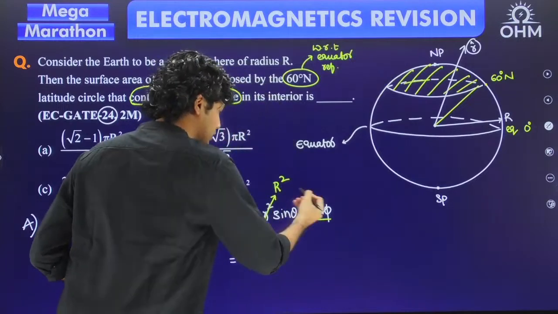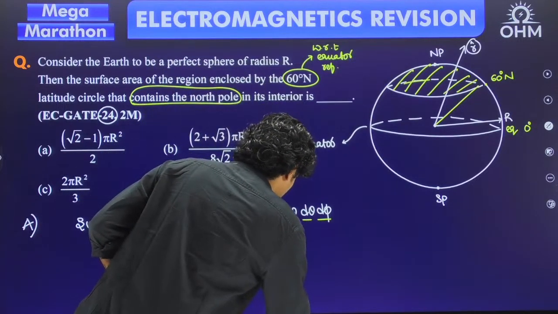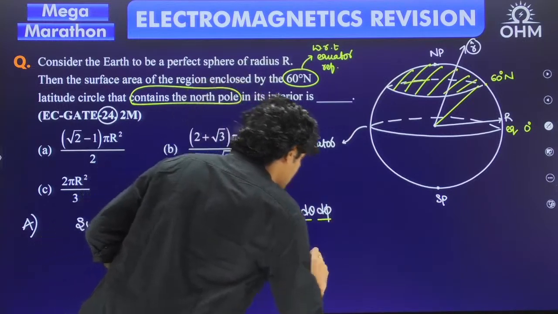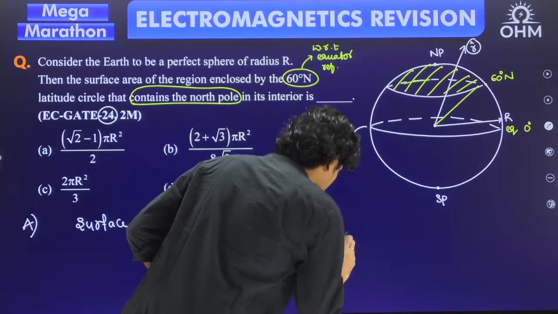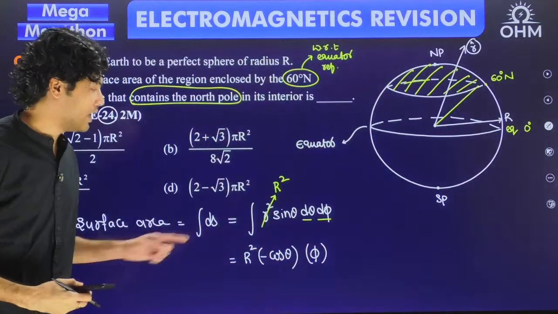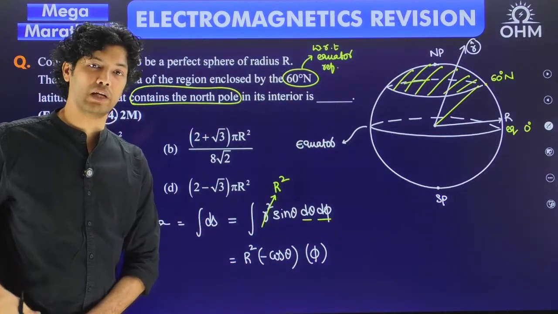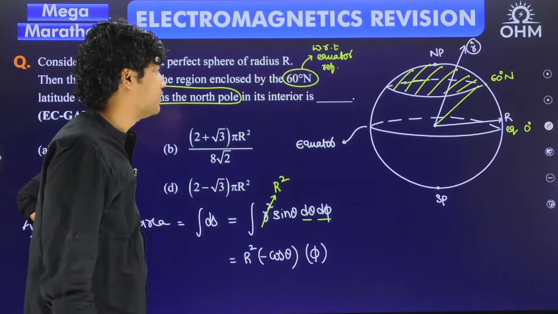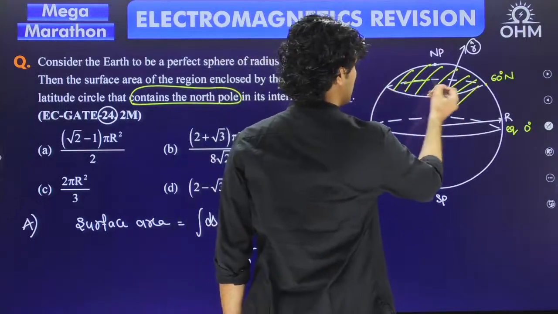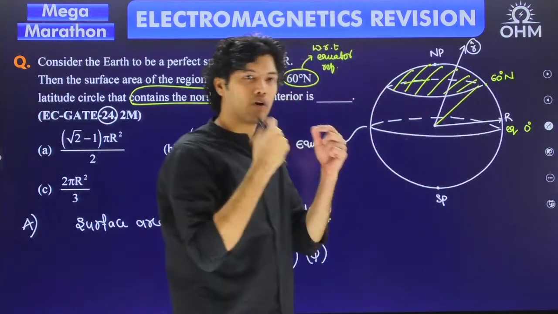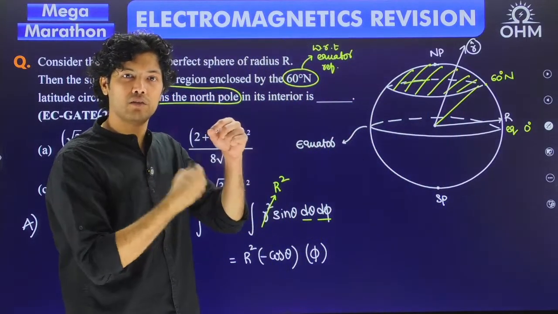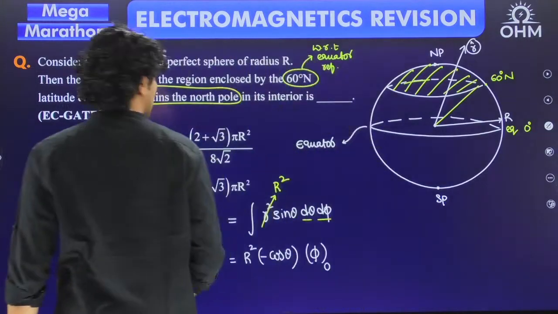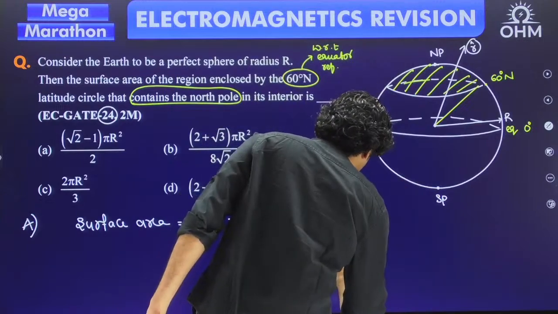Now the integration of sine theta becomes how much? Cos theta. And the integration of 1 d phi becomes phi. Again, very critical: write the proper limits for theta and phi here. Am I covering the entire 360 degrees if I'm moving along the latitude? Yes. So the range for phi is from 0 to 2 pi.